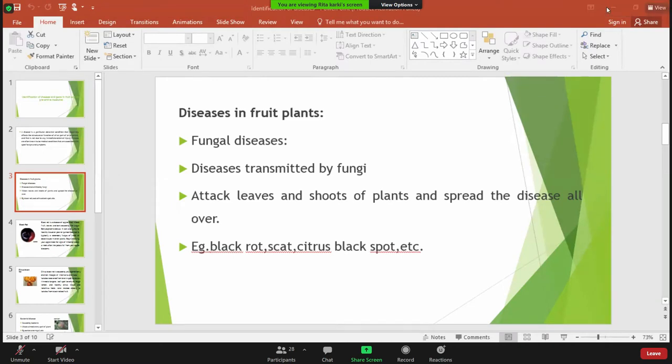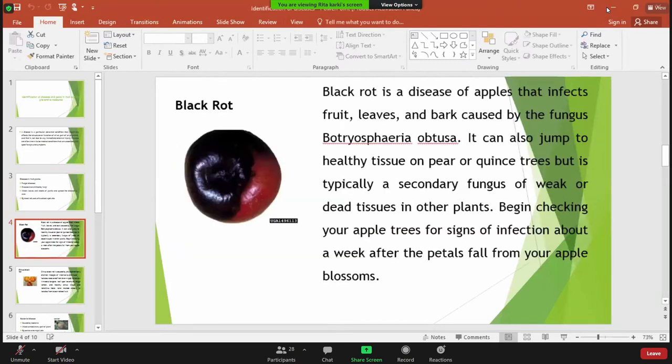So here are the names of some of those diseases that are caused due to the fungal infection. One of the common diseases that is caused due to the fungal infection is the black rot disease. Black rot disease is generally the disease that is caused in apples. Generally, black rot disease is caused in the apple tree. As you can see, the black rot generally attacks the fruit part of the plant. The fruit part of the plant is generally attacked by this particular type of disease.